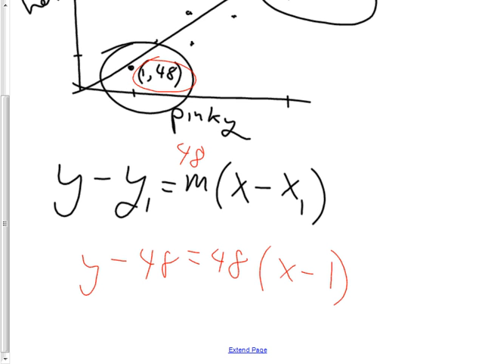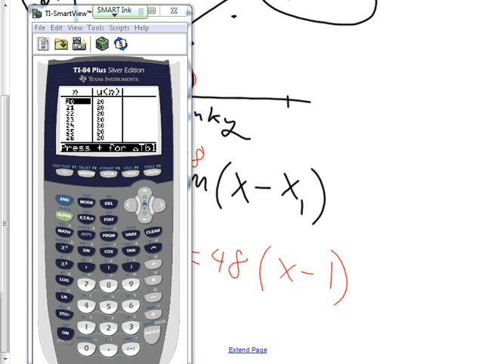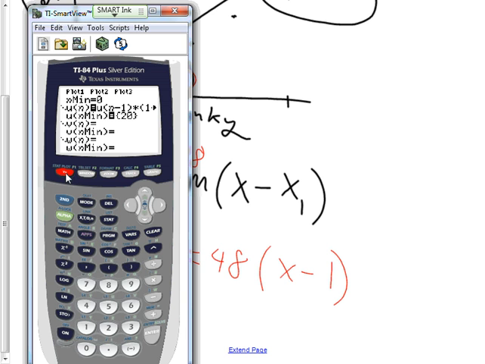Pausing for a second while I get my calculator ready. Okay, we're back, and I've got my calculator up here. Is it under y equals? Is that where you find your lists?